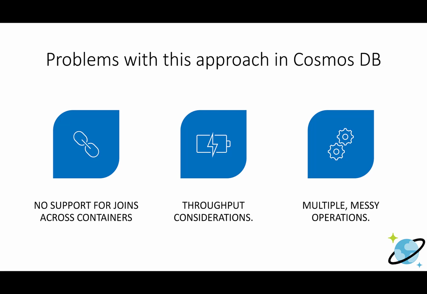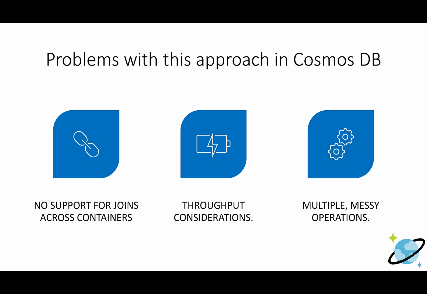So we haven't talked about throughput yet, which I'll do in a later video. But depending on how you provision throughput on your databases and collections in Cosmos DB, having a bunch of different collections that store different kinds of data that have different amounts of traffic on them, that might not be the most efficient approach to take. And finally, performing operations across these different collections will be kind of messy.